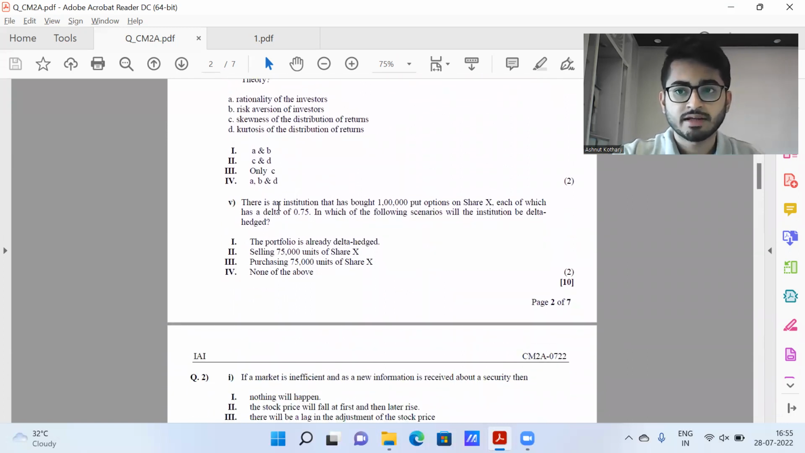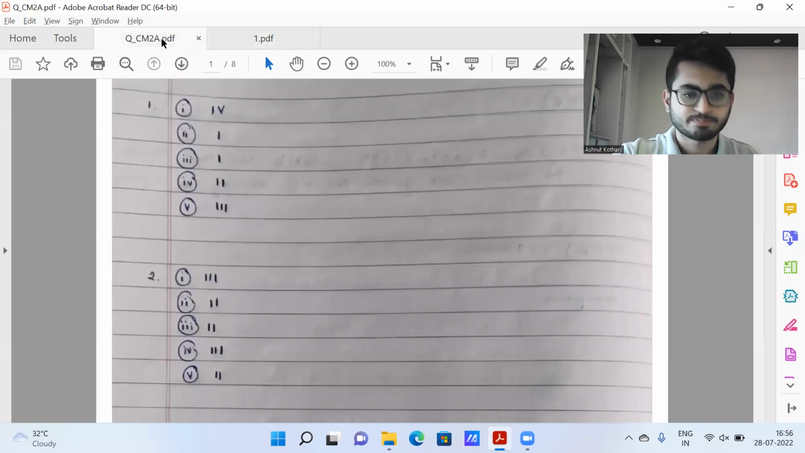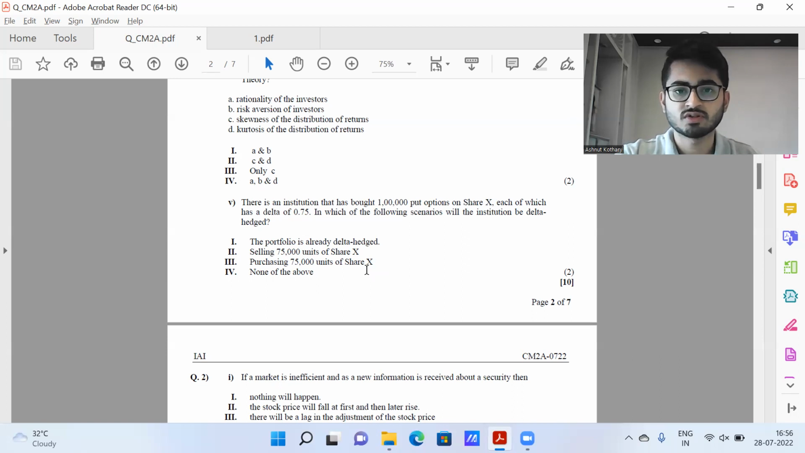again, in part 5, there is, I think, one sort of printing error. There is an institution that has bought 1 lakh put options on share X, each of which has a delta of 0.75. So we know that the put option always has a delta which is negative. So what they should mean is rather minus 0.75, and we have worked accordingly. Had you considered 0.75, we would have got a different option. But since we know that put option must have a delta which lies between 0 to minus 1, therefore this should be interpreted as minus 0.75, and thus we would be getting our option as option number 3, that is purchasing 75,000 units of share X.